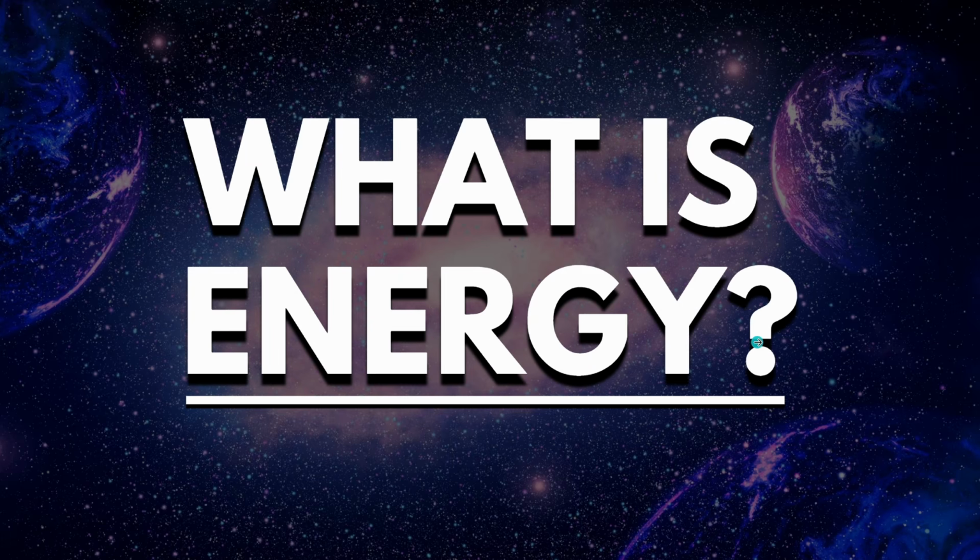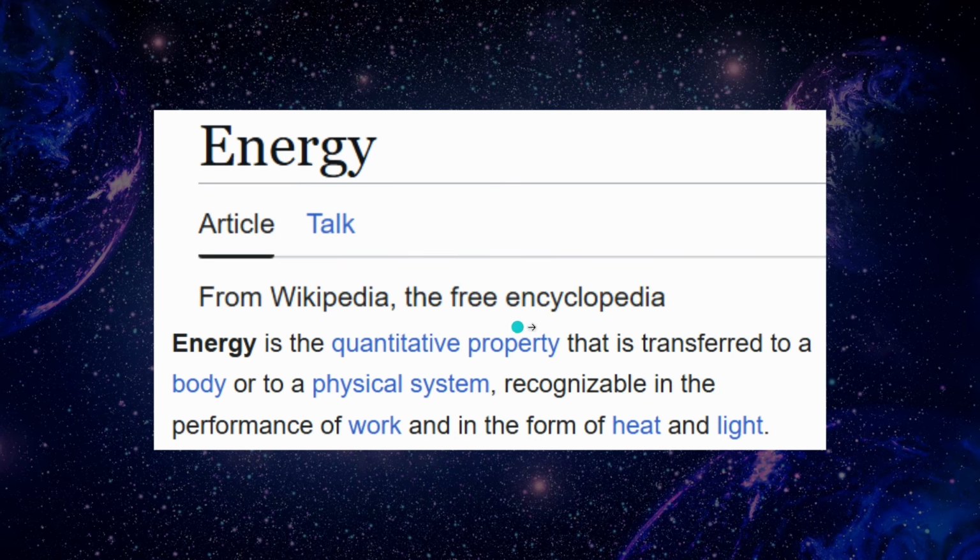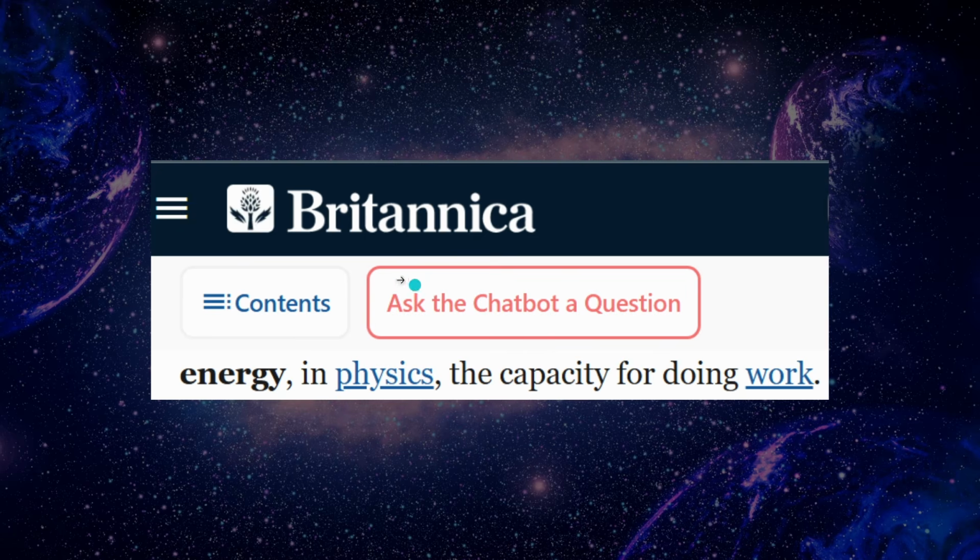So what is energy? Well, Wikipedia gives you a very complicated answer. Energy is the quantitative property that is transferred to a body or physical system, recognizable in the performance of work and in the form of heat and light. Now Britannica gives you a more simple answer. Energy in physics is the capacity for doing work.